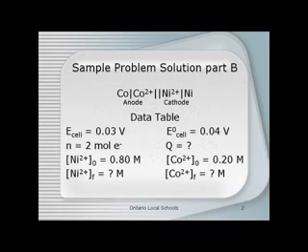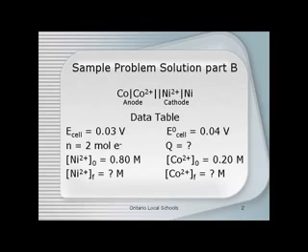The problem that we were looking at, we solved part A of already. Part B of the problem was to find the concentration of nickel 2 plus when E of the cell is 0.03 volts. So that's what we're doing here. We're showing the reaction at the anode, the reaction at the cathode using standard cell notation, and then our data table. We know that E of the cell is 0.03 volts.